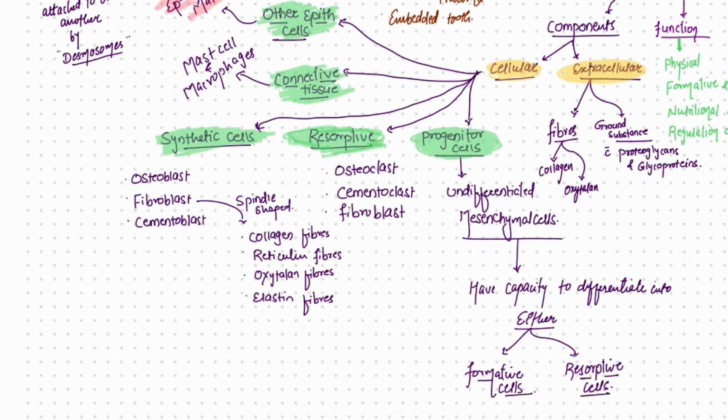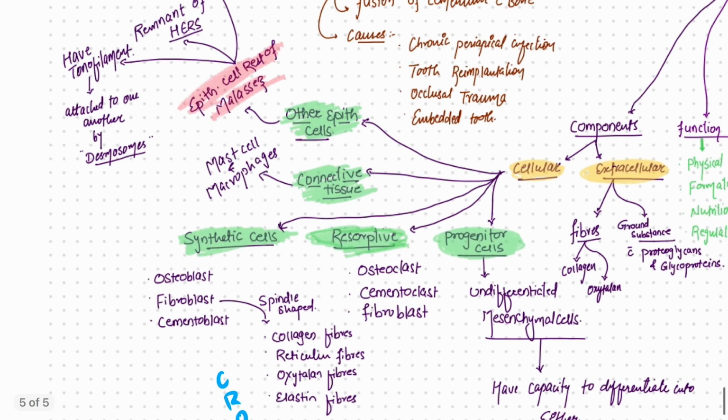Now, the fibroblast is a spindle-shaped cell which secretes collagen fiber, reticulin fiber, oxytalan, and elastin fiber. CROE, let's take this, CRO and E. It's a shortcut we can say. After that, let's come to the connective tissue. In the connective tissue component, there are the mast cells and the macrophages. You all know the immunity, so this is all about that.